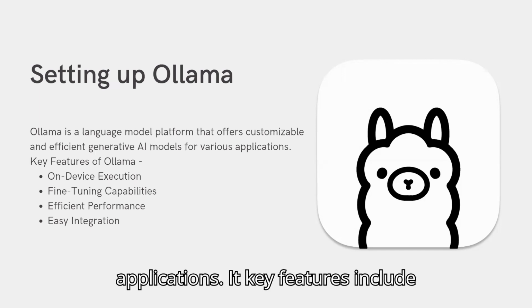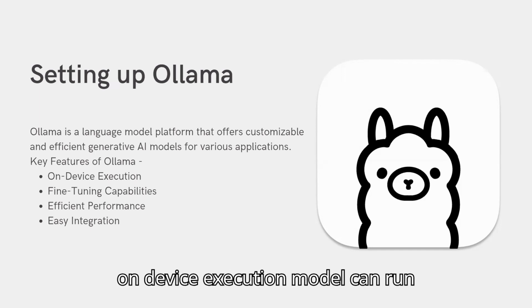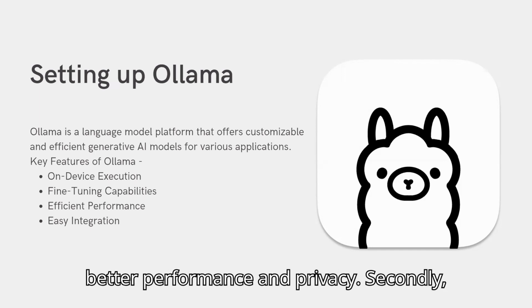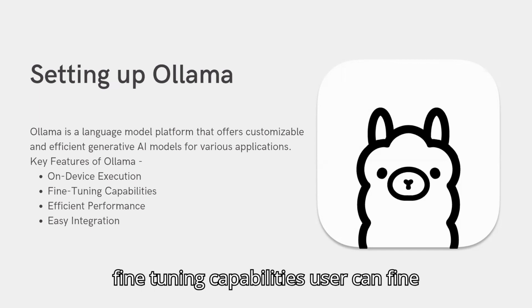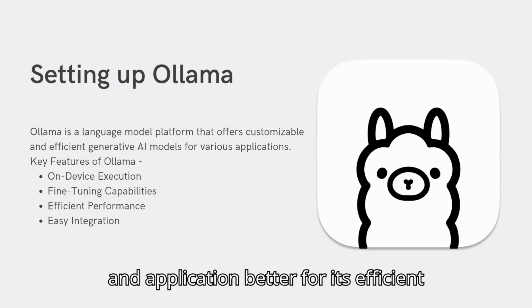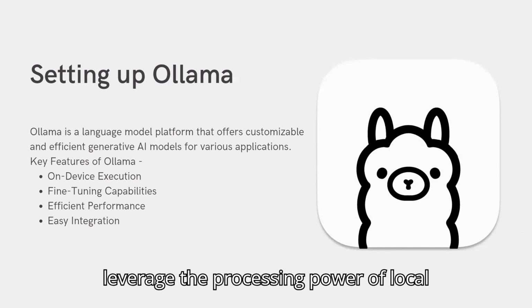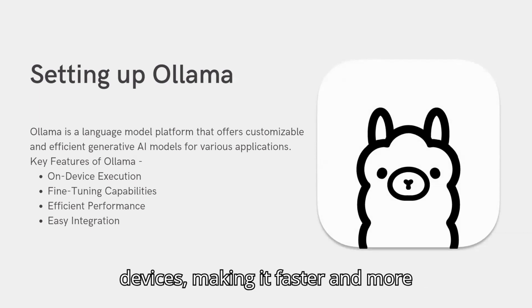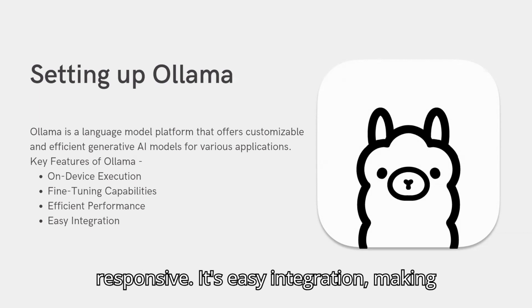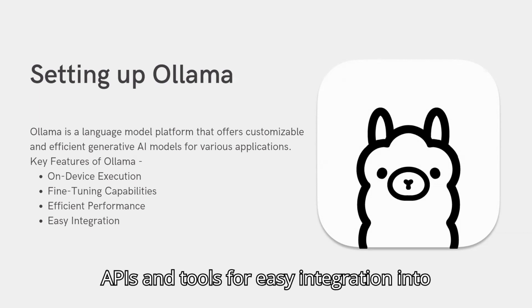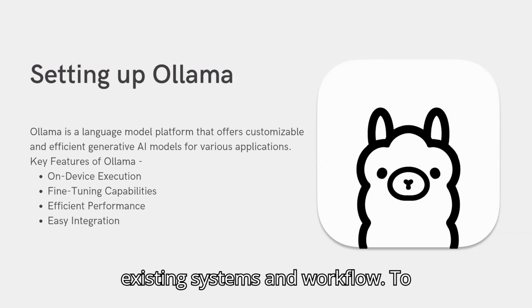Ollama is a language model platform that offers customizable and efficient generative AI models for various applications. Its key features include on-device execution. Models can run directly on the user's device for better performance and privacy. Secondly, fine-tuning capabilities. Users can fine-tune models to suit their specific needs and applications better for efficient performance. The platform is optimized to leverage the processing power of local devices, making it faster and more responsive.